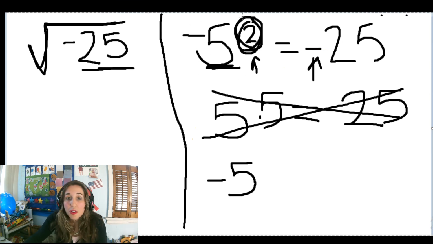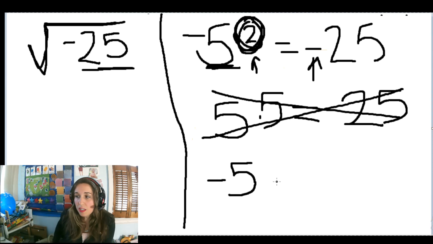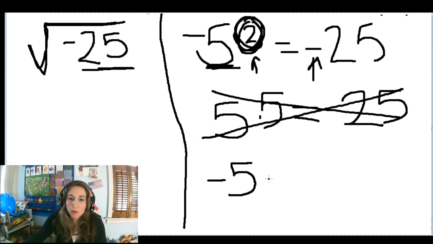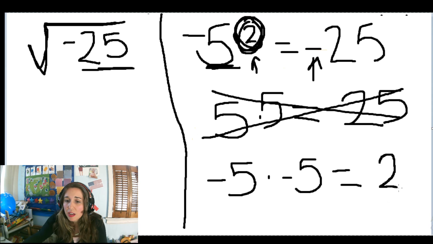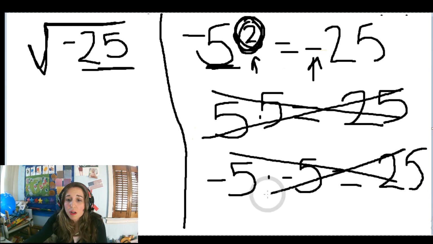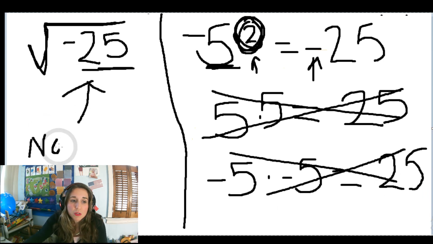Remember, this exponent is telling me how many copies I need to multiply together. It's a copy maker, right? So I need to multiply together 2 copies of negative 5. What happens when I do that, you guys? Well, negative 5 times negative 5, those negatives are going to cancel out. And 5 times 5 gives me 25. So this also yields positive 25. So that doesn't work. That means that there is no real solution to this problem, okay?